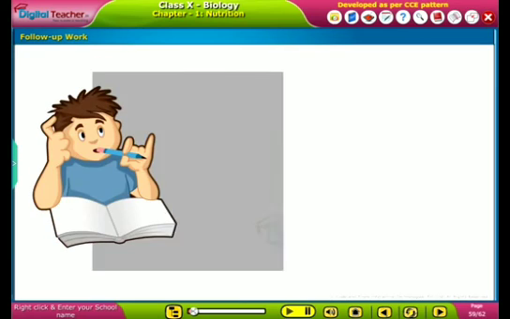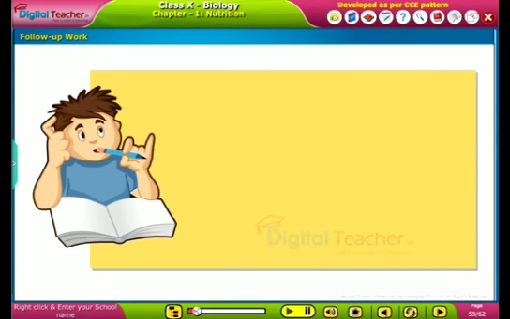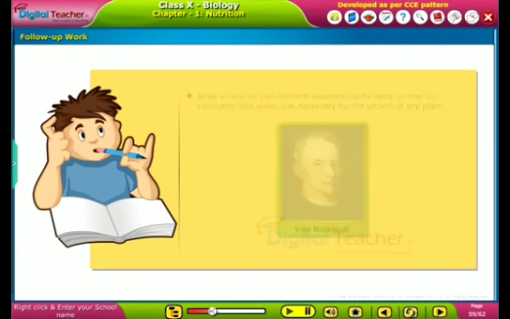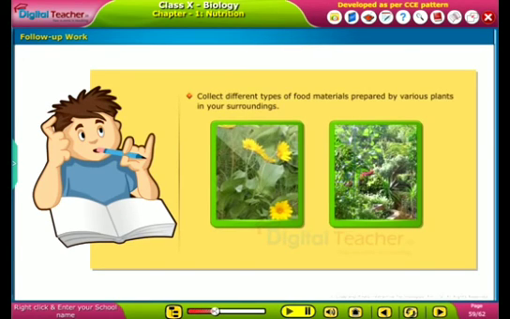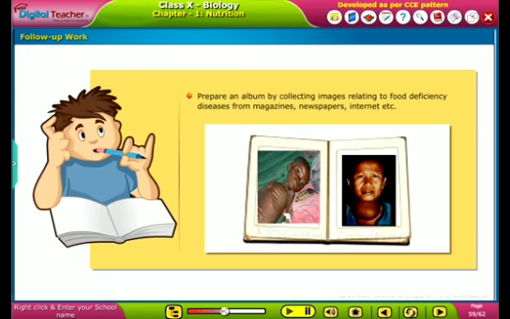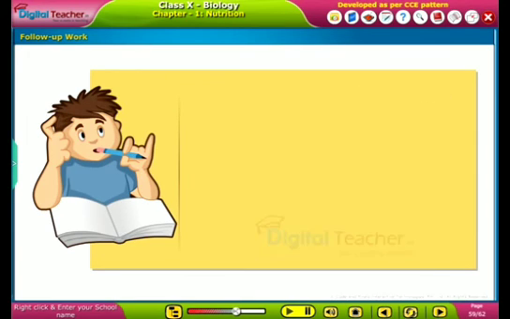Follow-up work. Take up the following activities. Write a note on von Helmont's experiments focusing on how he concluded that water was necessary for the growth of any plant. Collect different types of food materials prepared by various plants in your surroundings. Prepare an album by collecting images relating to food deficiency diseases from magazines, newspapers, internet, etc.